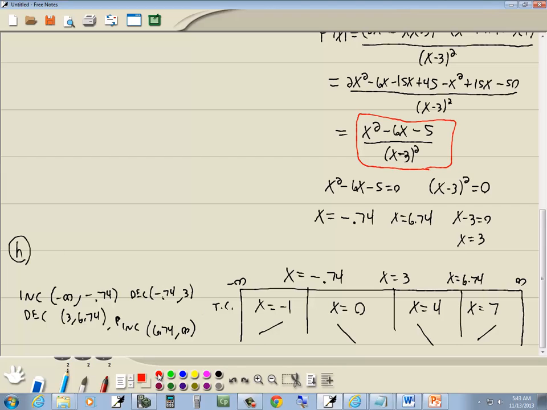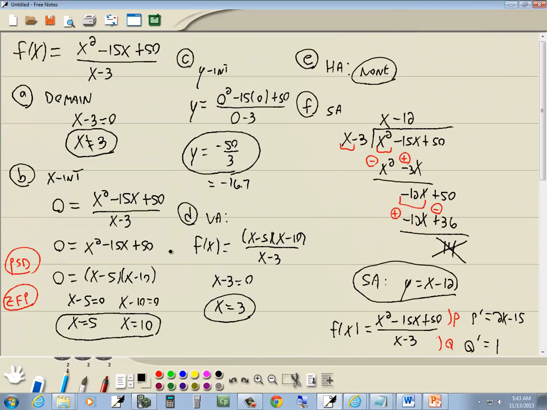Well, our mins and maxes were changes from increasing to decreasing, or vice versa. So this is increasing, changes to decreasing, so this is going to be a max. This changes from decreasing to increasing, this will be a min. And that's on the assumption that they exist at those points, which I don't remember those being excluded. It doesn't exist at 3, but it does exist at those two places. So we're going to have a max at negative 0.74, comma, something. And we'll have a min at 6.74, comma, something.